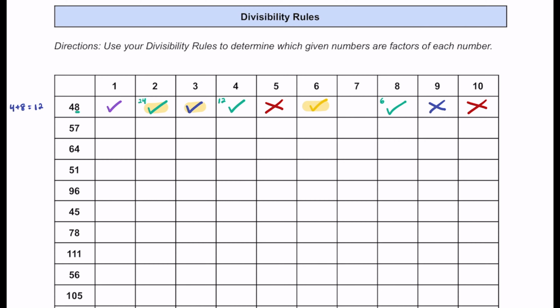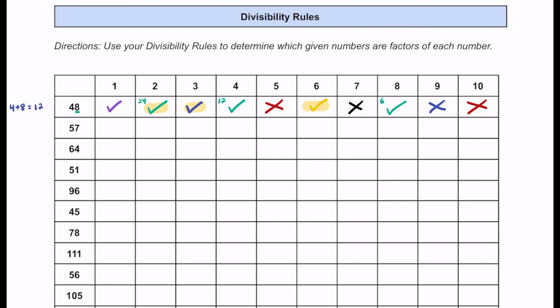And finally, we have the 7. So hopefully you know 7 times 7 is 49, and 49 is 1 off, so it's not going to work. But also the rule is if you double the last number of 8, 8 times 2 is 16, and you do 4 minus that number, you're not going to get a multiple of 7. So 4 minus 16 is going to be negative 12, and that is not a multiple of 7. So we're going to go ahead and put an X through the 7 here.